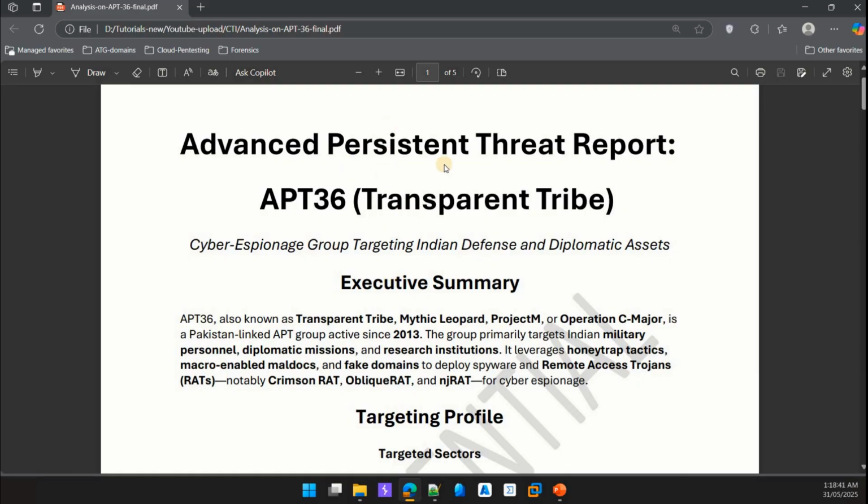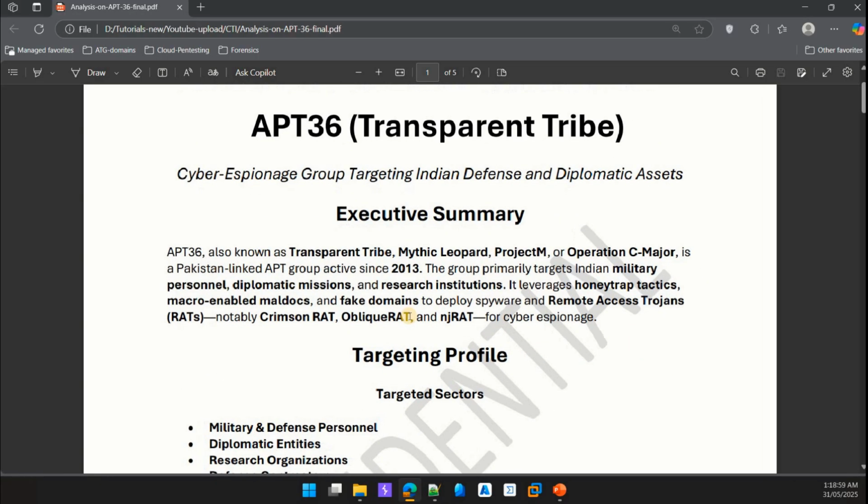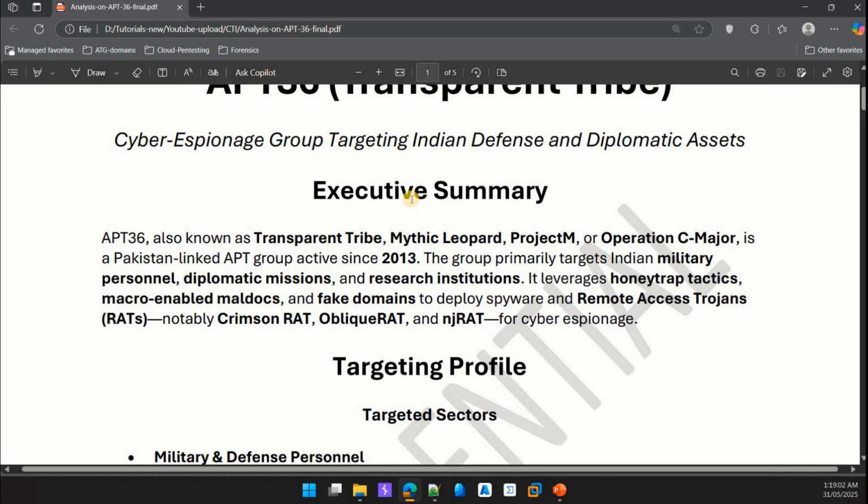So, the report says the name of the report. It is based on APT36, which is also known as Transparent Tribe. The modus operandi for APT36 is a cyber espionage group targeting Indian defense and diplomatic assets. You always start with an executive summary once you define the modus operandi of the group. APT36, also known as Transparent Tribe, Mythic Leopard, Project M or Operation C-Major, is a Pakistan-linked APT group which has been active since 2013. The group primarily targets Indian military personnel, diplomatic missions, and research institutions.